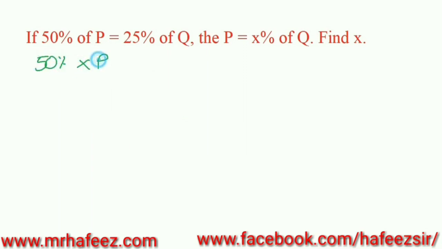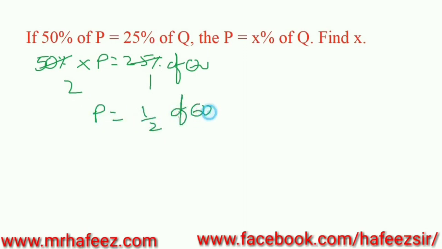50% of p equals 25% of q. 25 ones 25, 25 twos 50. So p equals 1 by 2 of q. 1 by 2 is nothing but 50%. So x equals 50%.